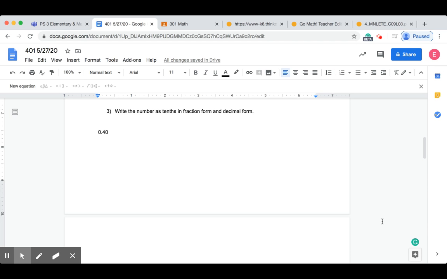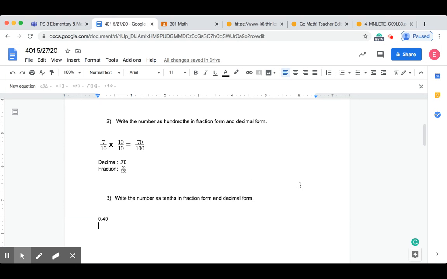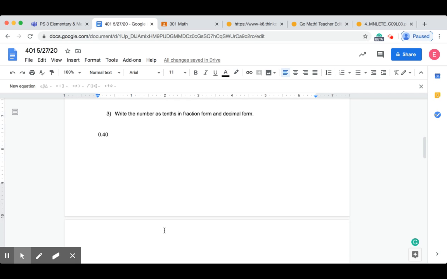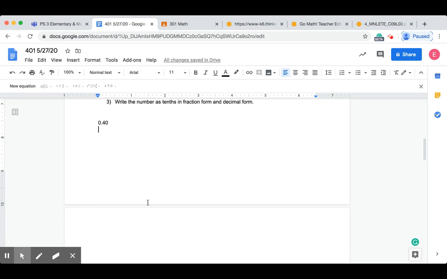Good morning, fourth grade. Here we are with our third example problem. Write the number as tenths in fraction form and decimal form. Now, in problem number 2, we were changing tenths to hundredths. And in problem number 3, we were changing hundredths to tenths. So we have 40 hundredths right here.